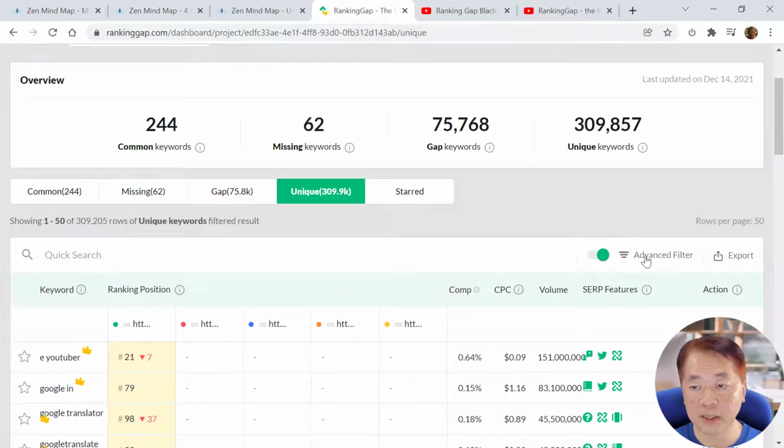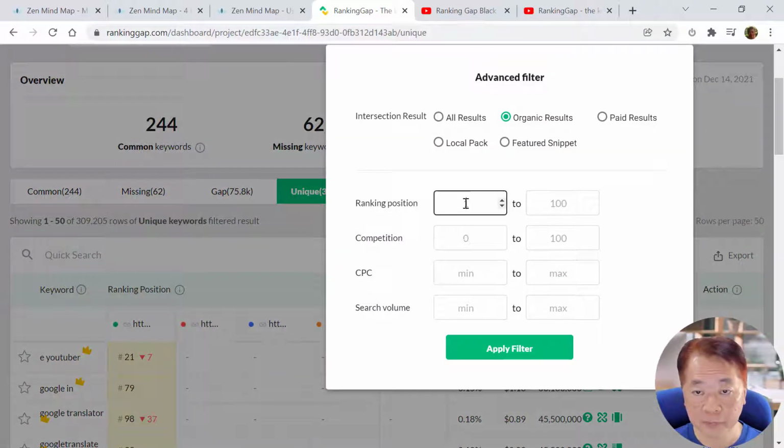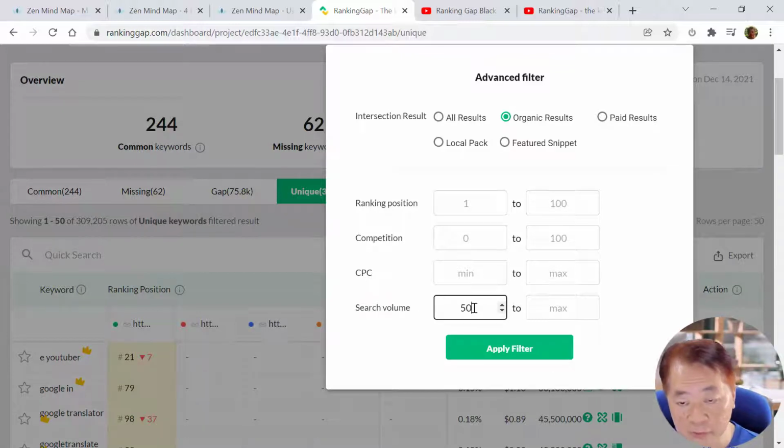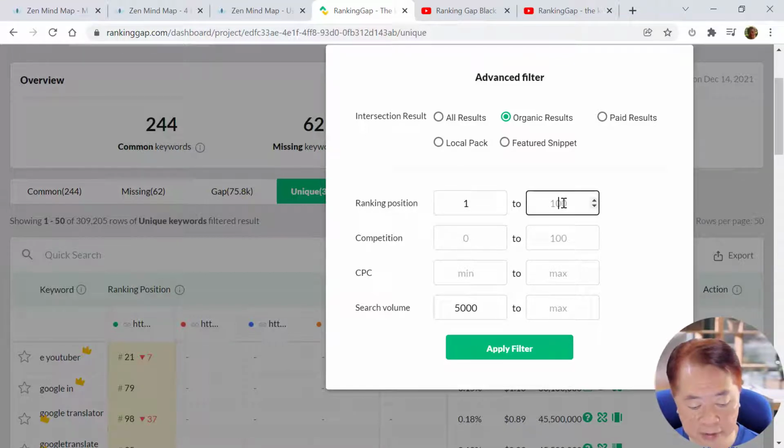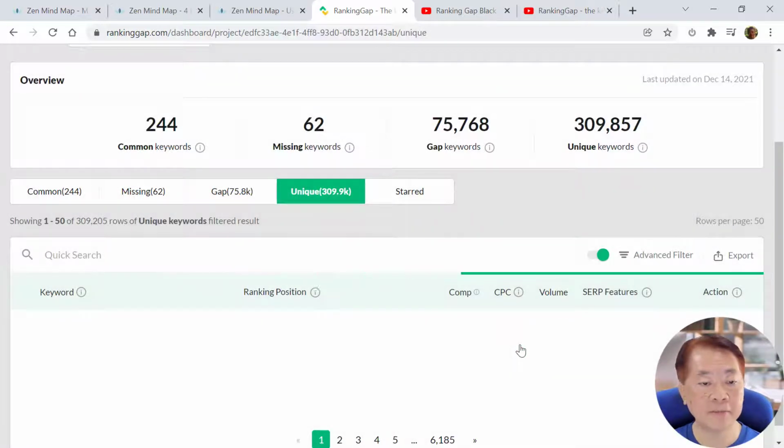Let me filter it, you can use a filter. For example, you want to check keywords that have 5,000 volume minimum, and are ranking on the first and second page. You apply filter.